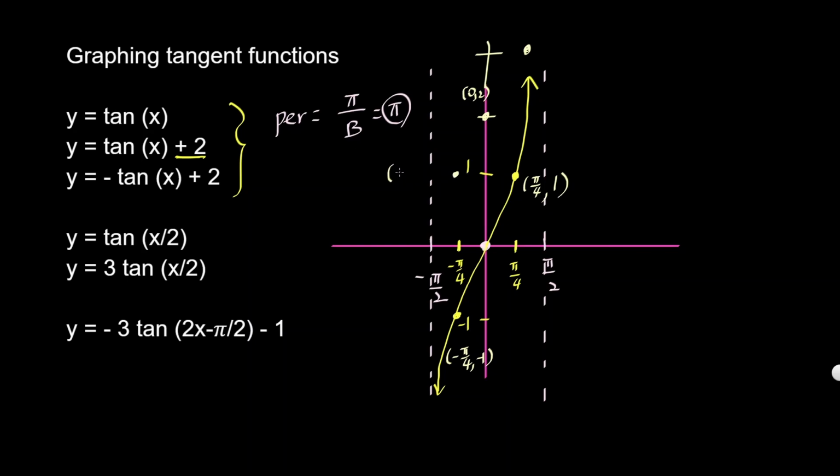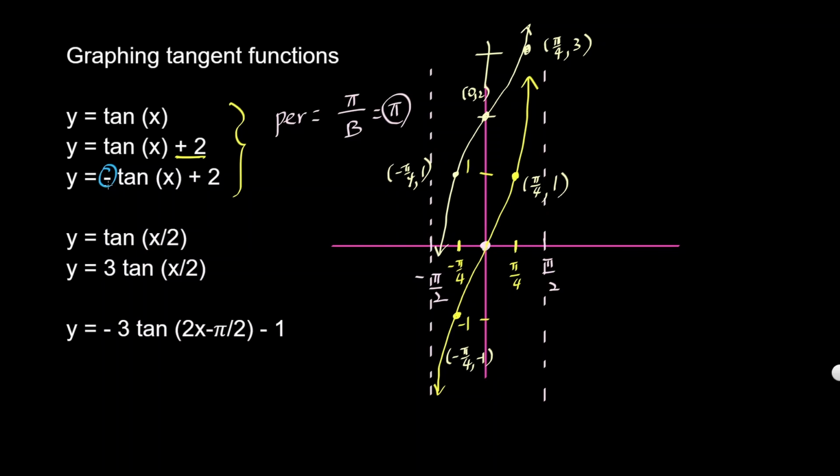Okay, so that's going to be, what is that? Negative pi over 4, and since we added 2 there, 1. And that point is (pi over 4, 3), just add 2. And then just connect the points like that. Okay? And then we'll do another one here, the third one here.